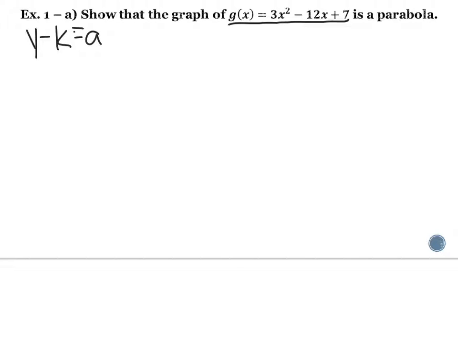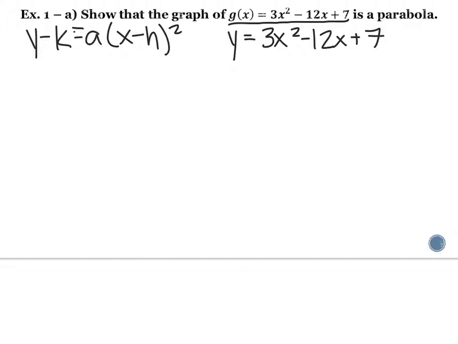So we're going to be basically completing the square to get that equation in the vertex form that we learned. So first and foremost, I want to go ahead and, instead of g of x, write y. 3x squared minus 12x plus 7. I'm going to move the 7 over to the other side. y minus 7 is equal to 3x squared minus 12x.